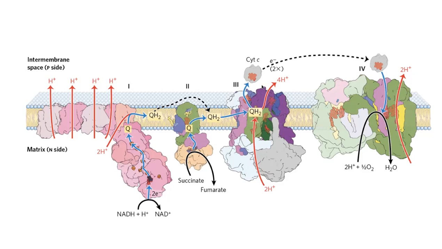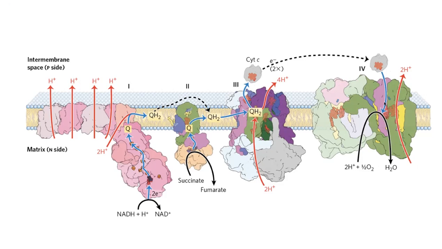The role of complex 3 is then to take those electrons from Q and pass them on to cytochrome C, this little protein with one of those heme molecules that's holding onto the iron that can hold onto the electrons. And then the cytochrome C is going to go to complex 4, which is going to pass those electrons on to oxygen.